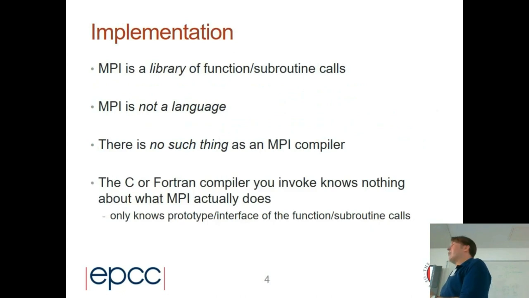MPI is a library of functions, subroutine calls. It's not a language. There have been thousands of message passing languages invented over the years, but nobody uses them. There is no such thing as an MPI compiler. This isn't a trivial comment, because it looks like there is a thing called an MPI compiler, but there isn't. It's very important: there's no such thing as an MPI compiler. MPI is a library, not a compiler. As I said, the C or Fortran compiler knows nothing about what MPI actually does.